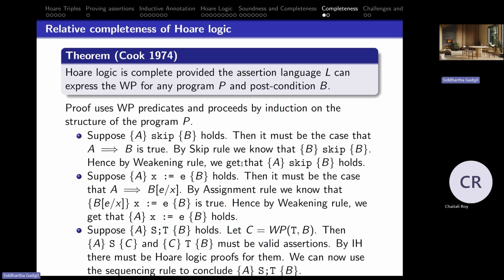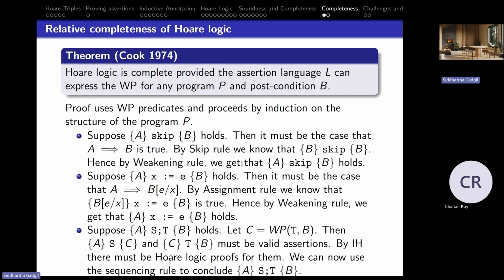Okay, so the completeness of Hoare logic, or so-called relative completeness, says that Hoare logic is complete in the sense that if {A} P {B} is a true assertion, then I will find a proof of it. There exists a proof of it in Hoare logic. So it's complete provided these conditions hold.